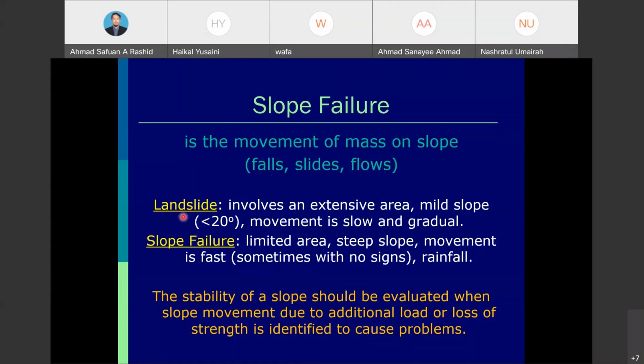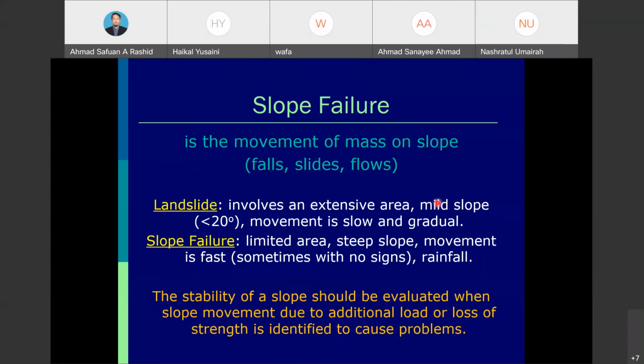Several authors have differentiated between landslide and slope failure due to the area, the slope degree, and also the movement of the event. For instance, a landslide involves an extensive area, with slopes of less than 20 degrees, and the movement is slow; it gradually moves.